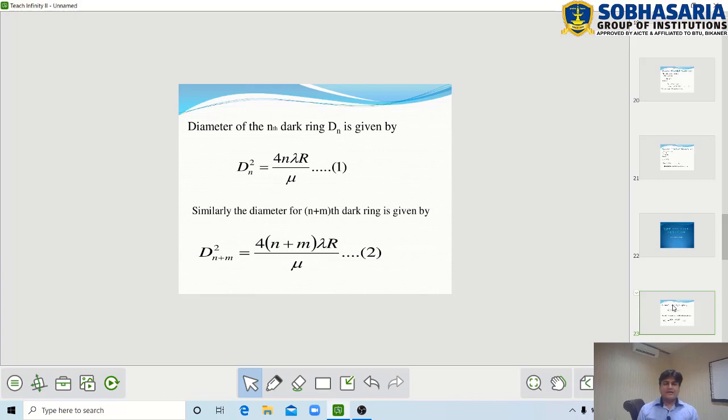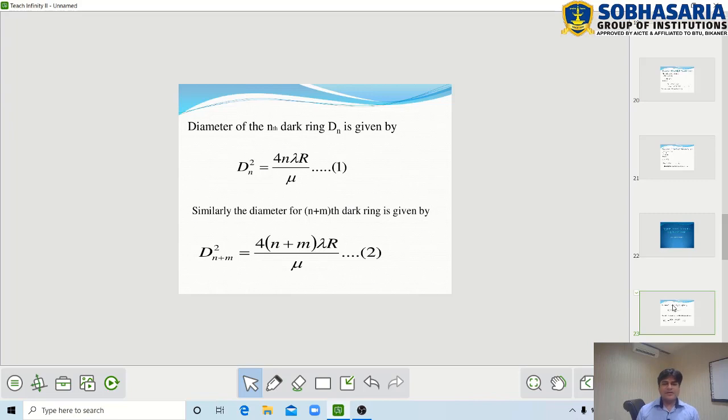Let dn be the diameter of the nth dark Newton ring. Its formula is given by dn square equal to 4n lambda R upon mu. This is the diameter of the nth dark Newton ring. Here n is an integer, its value is 1, 2, 3 and so on. Lambda is the wavelength of the incident light, R is the radius of curvature of the plano-convex lens, and mu is the refractive index of the medium.